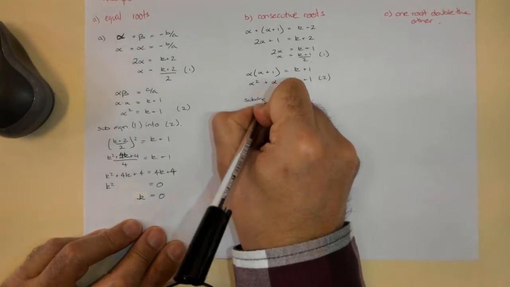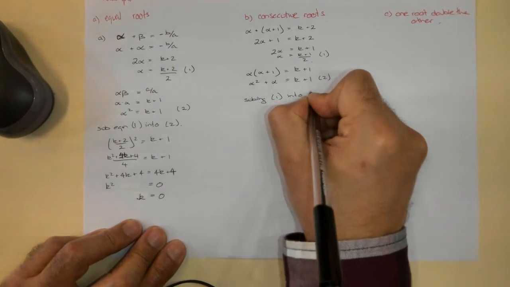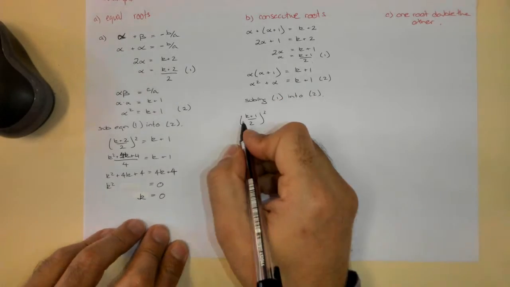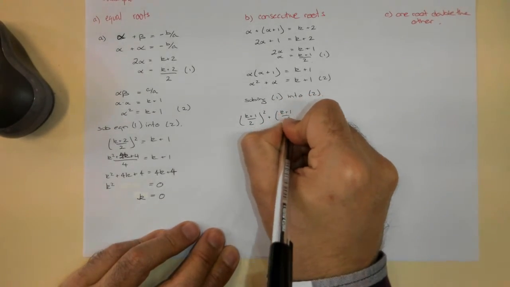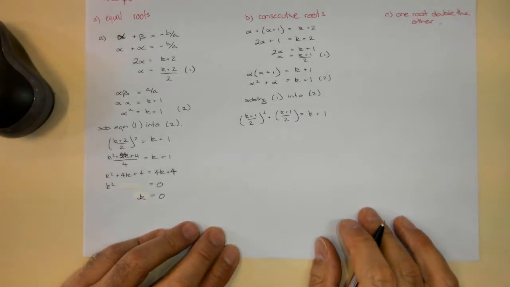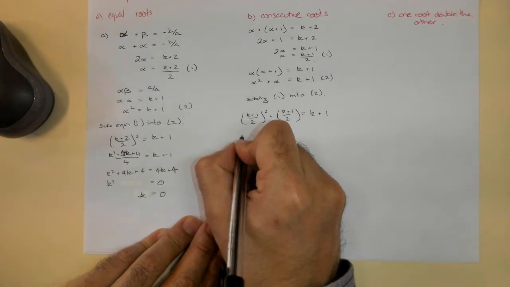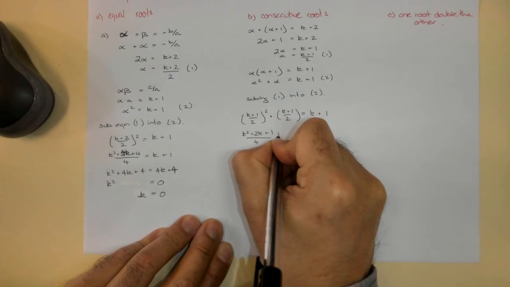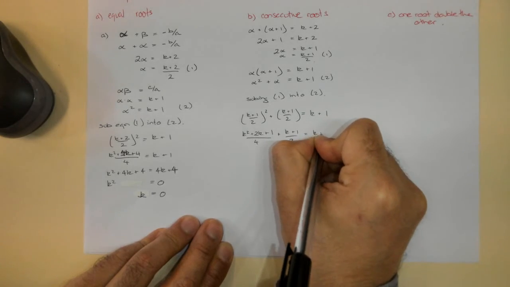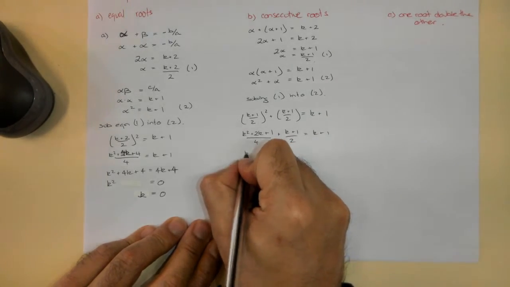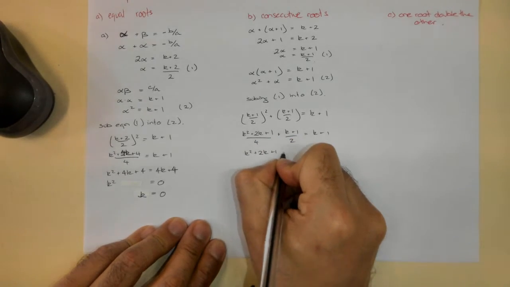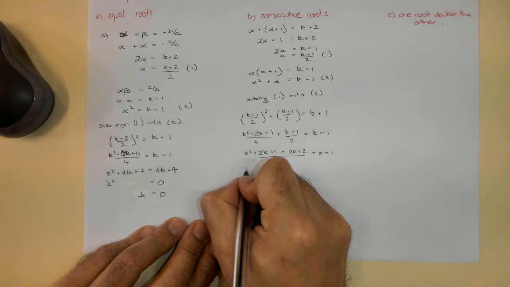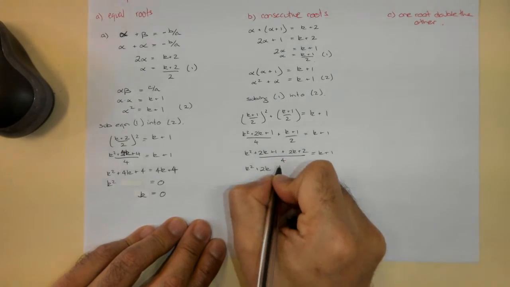Subbing equation 1 into 2, what we're going to get is k plus 1 over 2 all squared, plus k plus 1 over 2 is equal to k plus 1. Okay, expanding that out, you get k squared plus 2k plus 1 over 4 plus k plus 1 over 2, equals k plus 1. That would equal k squared plus 2k plus 1 plus 2k plus 2 all over 4, which equals k squared plus 2k.